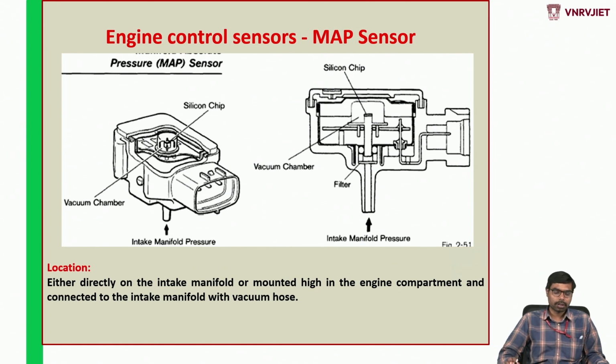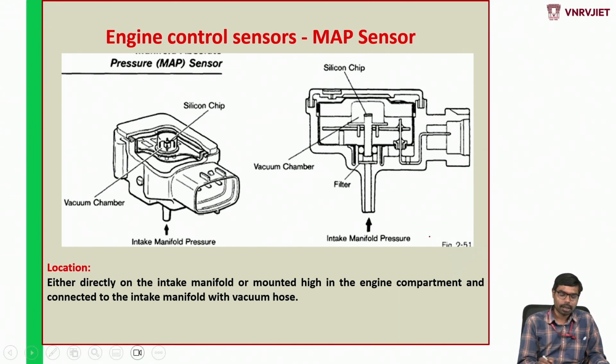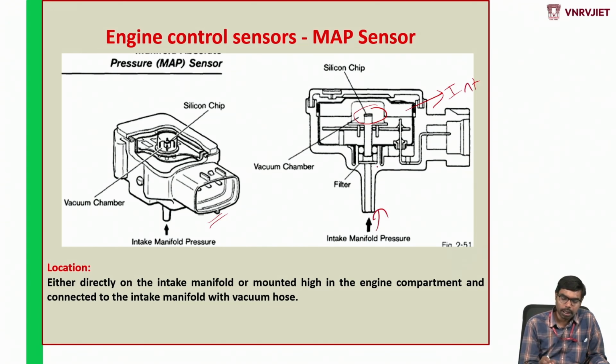Now let's see how it looks from this picture. This is the intake manifold pressure sensor, where we use a silicon chip. This silicon chip is exposed in such a way that one side is toward the intake manifold, this is the intake manifold side, and the other is the outside atmospheric air.